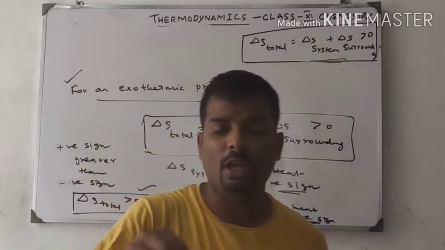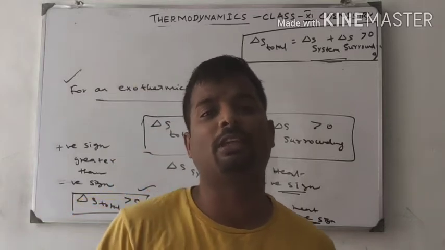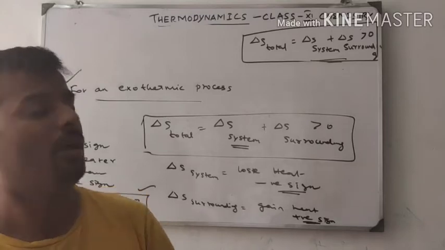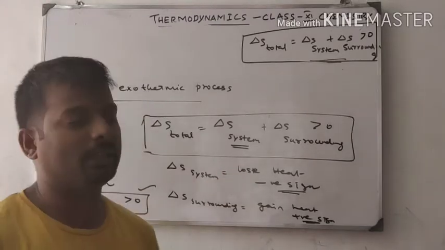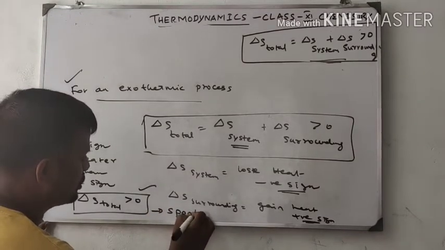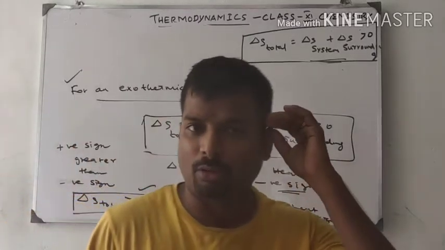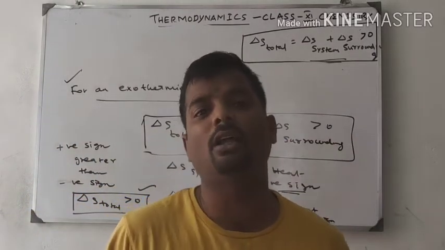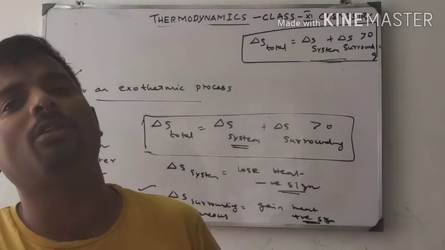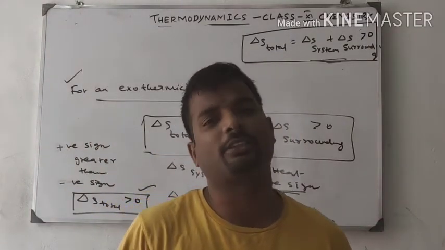The total increases because the system gives heat to the surroundings. Therefore, the entropy of the surroundings increases, and the surroundings value minus the system value gives a positive value. Then yes, delta S is positive, greater than 0. Therefore, it is spontaneous. A reaction taking place by itself without the help of an external agency is called spontaneous.